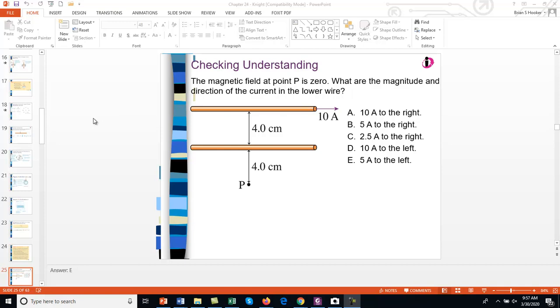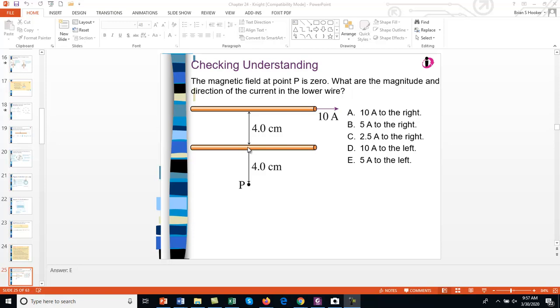So we're going to do an example. This is the example that we're going to do. We're looking at what the magnetic field is at point P. It's actually 0. We have a 10 amp current going through a wire which is 8 centimeters away. We're neglecting the diameter of the wire in our calculation. We want to know what the current is in the wire that is 4 centimeters away, what direction it's moving, and what the magnitude is.